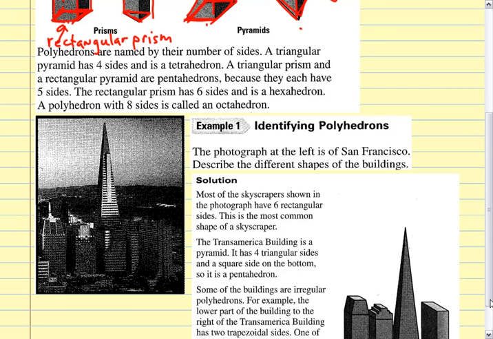For this one, polyhedrons are named by their number of sides. Now, we've said we've got triangular pyramids, we've got rectangular prisms, but also, okay, I'm going to stop here and I'll come right back to it, Hannah, I promise, on the next video.